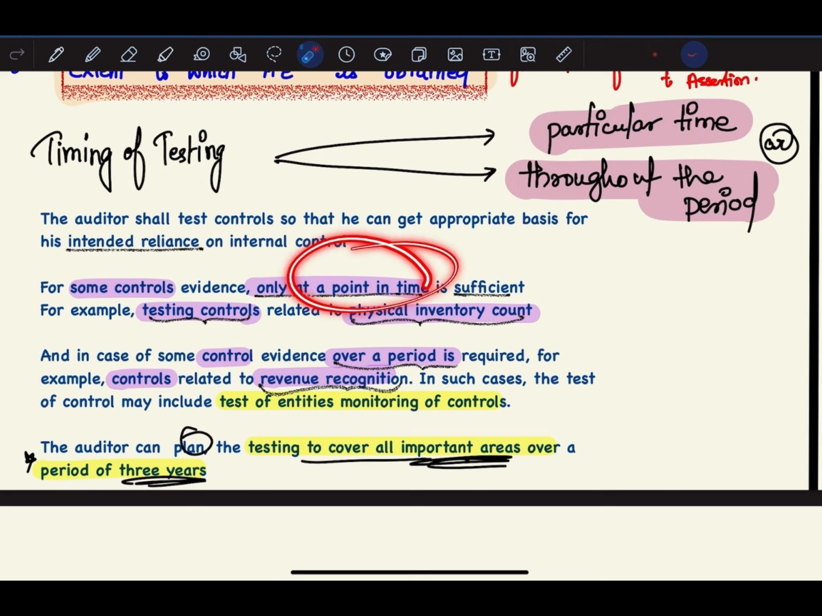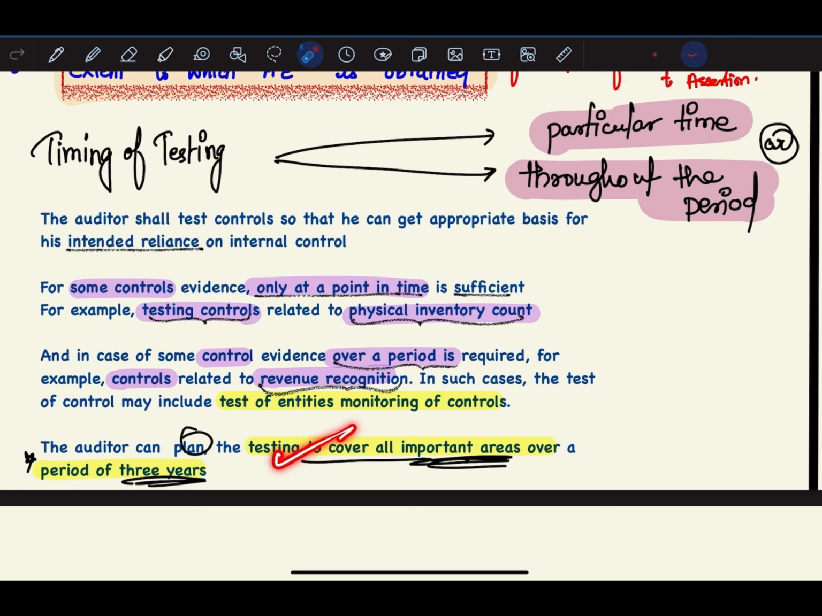For some controls, evidence only at a point in time is sufficient. But for some controls, evidence over a period is required. So, for example, in case of physical inventory count, evidence at a point in time is sufficient. You will do physical inventory counting at the end of the year on particular dates, at the end of the month or something like that, at one point in time. So that will be sufficient. But in case of some controls, evidence over a period of time is required. For example, in case of revenue recognition, the test of control may include test of the entity's monitoring of controls. How is the entity monitoring? You need to test it over a period of time, throughout the period. So the timing of testing will differ depending upon the type of control.